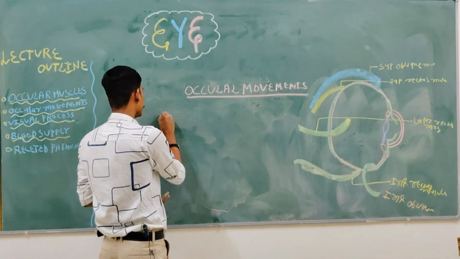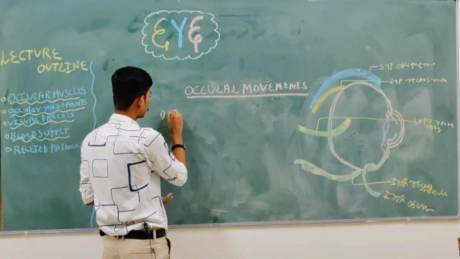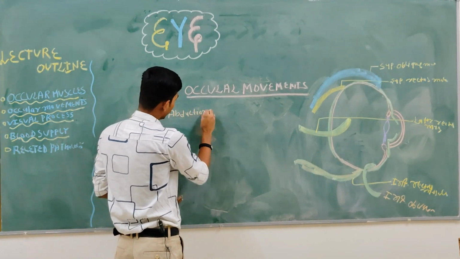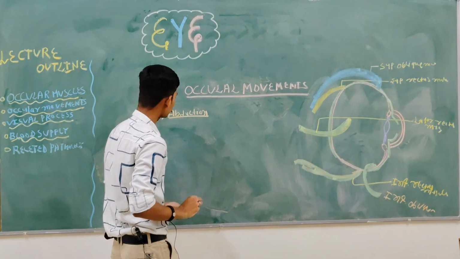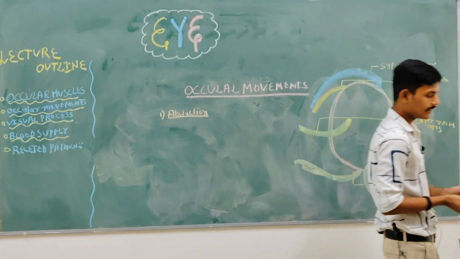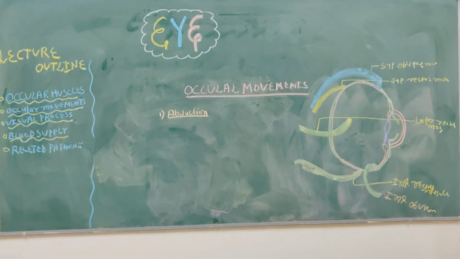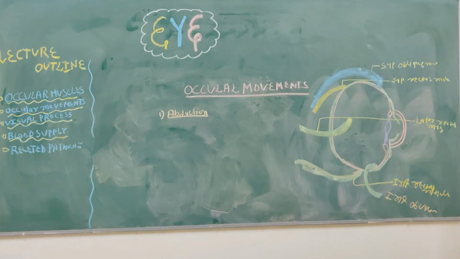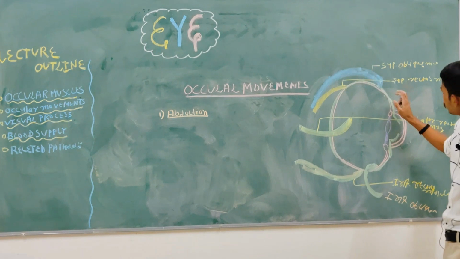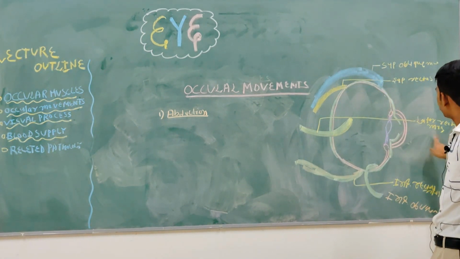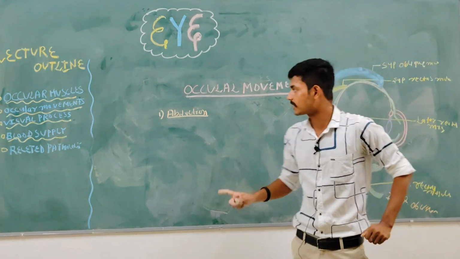The first movement is the abduction, clear? Now this abduction is also called the lateral movement. In this movement there will be a contraction of the rectus muscle.